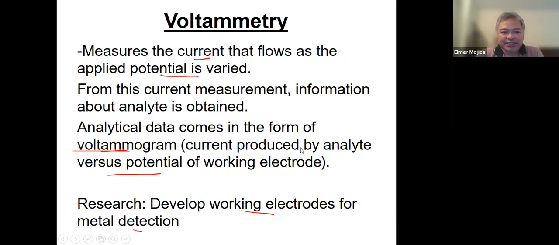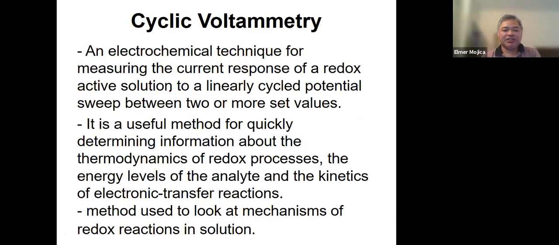Okay. Now, one technique that we have here in voltammetry is yung tinatawag na CV, cyclic voltammetry. So this is an electrochemical technique for measuring the current response of a redox active solution to a linearly cycled potential sweep between two or more set values. Okay. CV is just scanning the reduction potential at a particular range of potential.